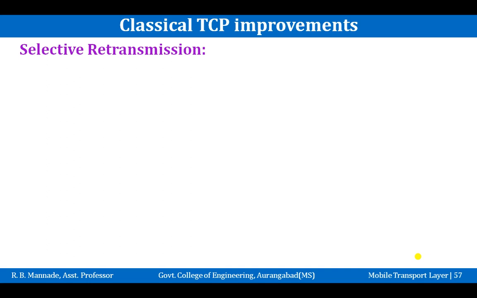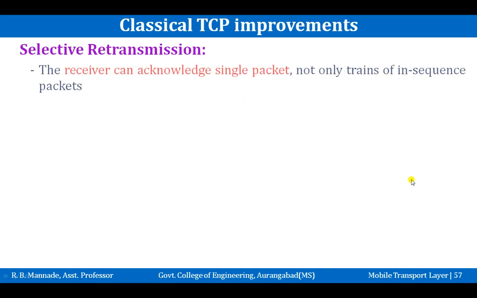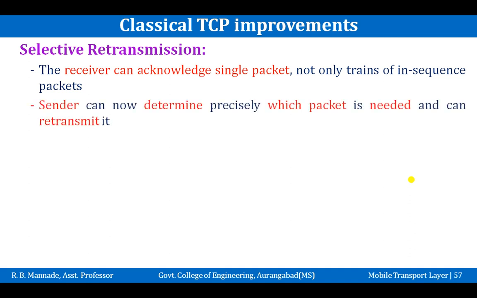To overcome the problem of TCP acknowledgement, one technique is used, called selective retransmission. In selective retransmission, a receiver can acknowledge a single packet only, and there is no need to acknowledge all the packets from the start up to that particular nth packet. Due to this, the sender can determine precisely which packet has to be transmitted, and it retransmits only that lost packet.